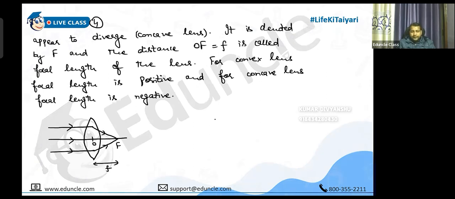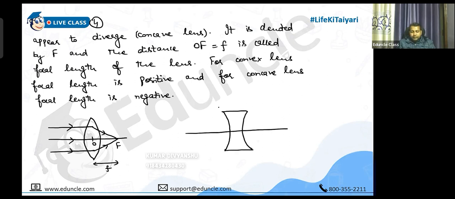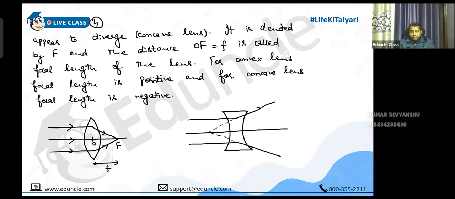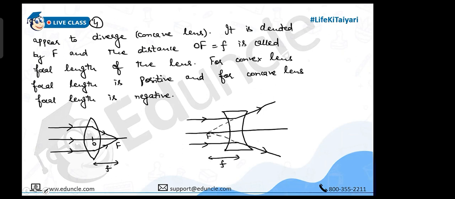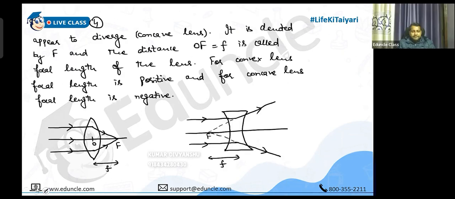In the case of concave, what will happen? This is the focal length. Clear? Yes, sir. Next one is aperture.